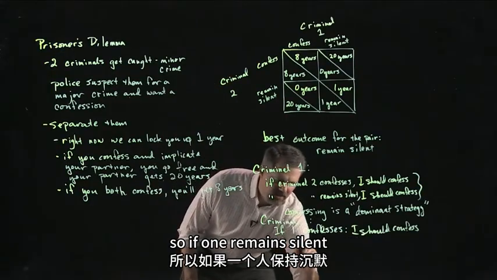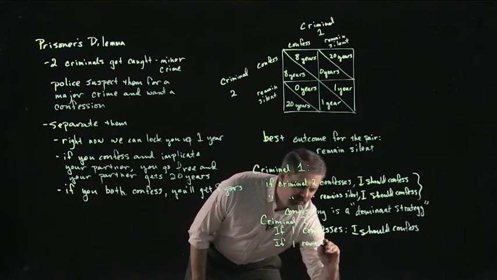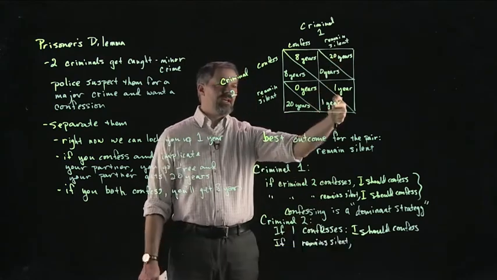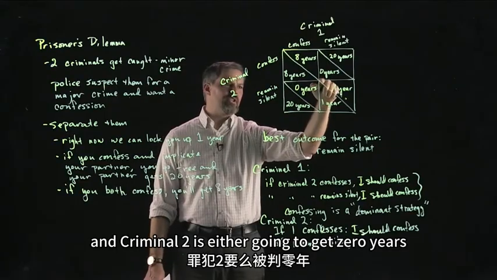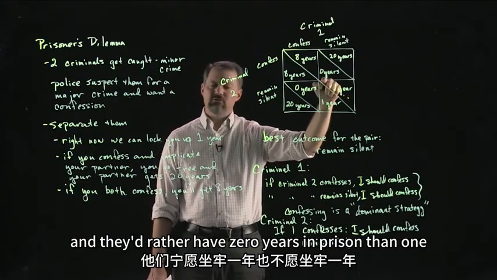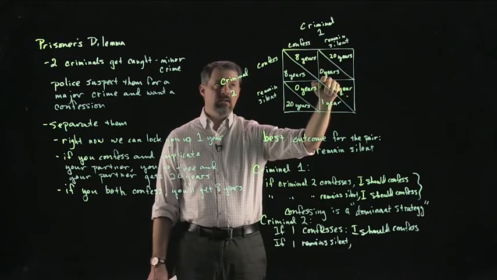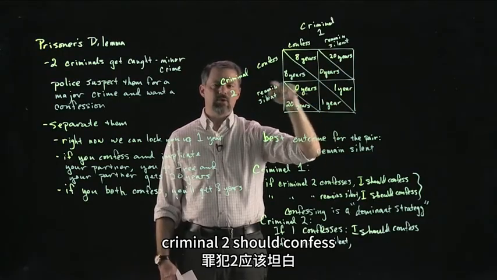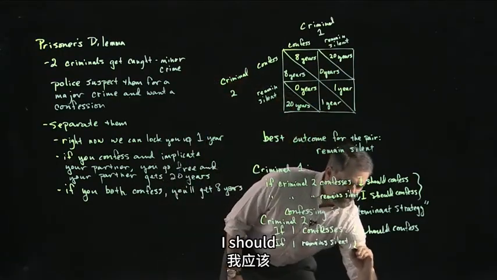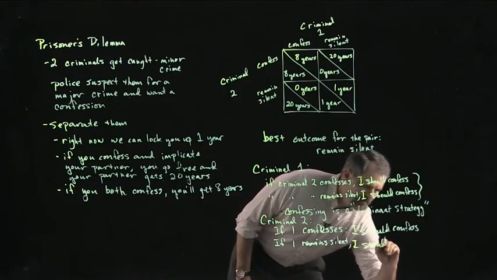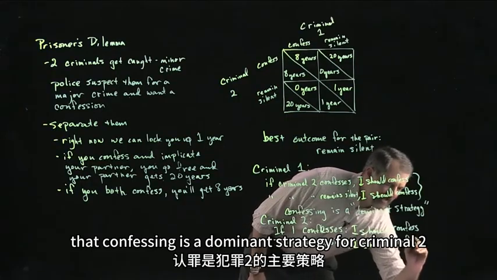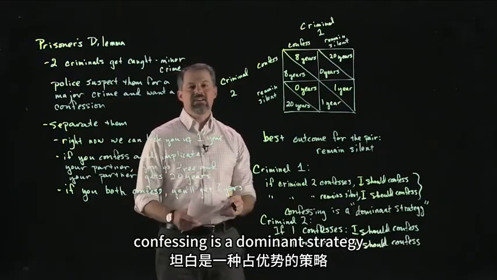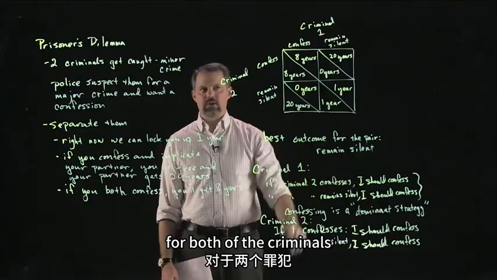So if one remains silent, in that case, now we're in this column. And criminal two is either going to get 0 years or 1 year, and they'd rather have 0 years in prison than 1. So if criminal two knows that criminal one is going to remain silent, criminal two should confess. I should confess. So notice that confessing is a dominant strategy for criminal two. Confessing is a dominant strategy for both of the criminals.